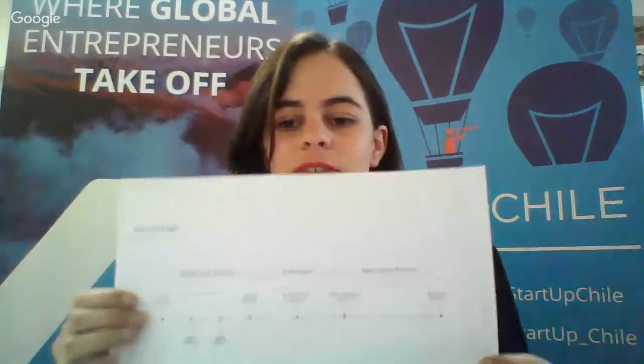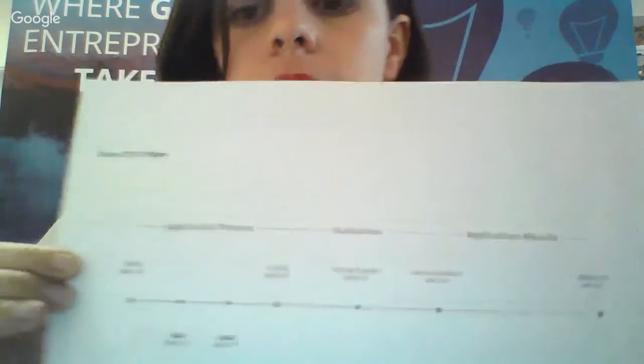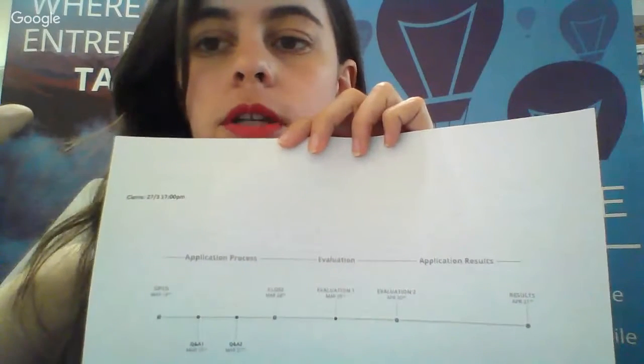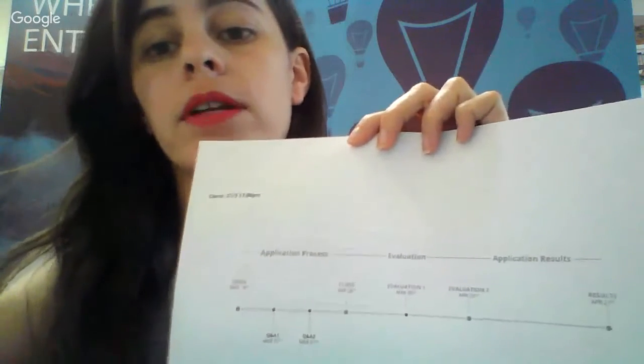The timeline is on the Startup Chile website, but I have it here, you can see it. It's not very easy to see, but we're having the first webinar Q&A today, and we're having another one on the 27th, one day before we close the application process. We close on the 28th at 5 p.m. And we have different evaluation stages, and the final results will be given out on April 21st.